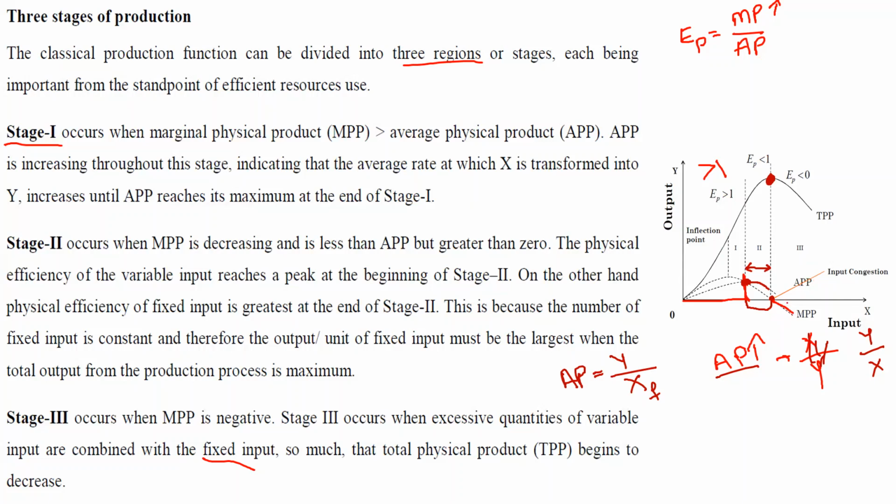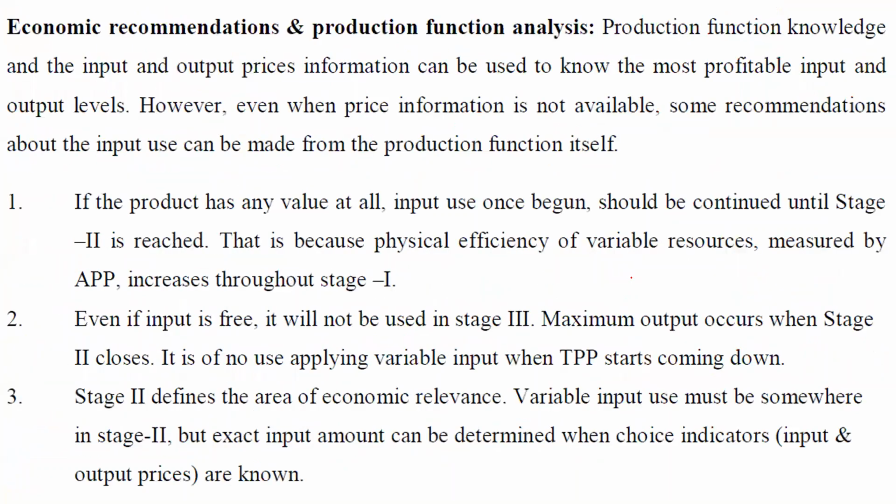And in the third stage, MP is negative, so here we have a negative value. Because of the negative sign, our EP will be less than 0. At the end of the first region and at the start of the second region, our EP, that is, elasticity of production, will be equal to 1, because at this point MP is equal to AP. So at this point elasticity of production will be equal to 1. So this is the elasticity of production and the three stages of production.